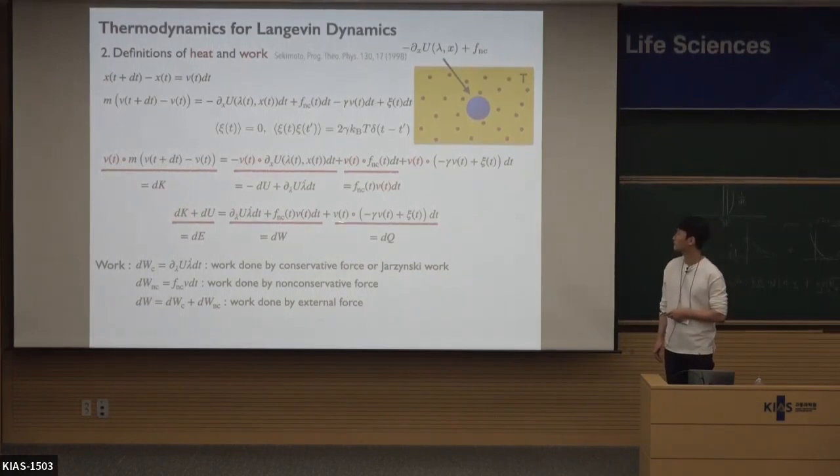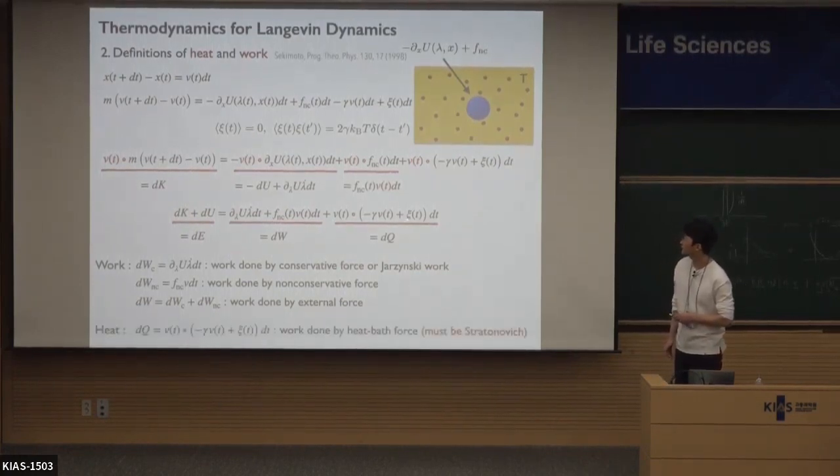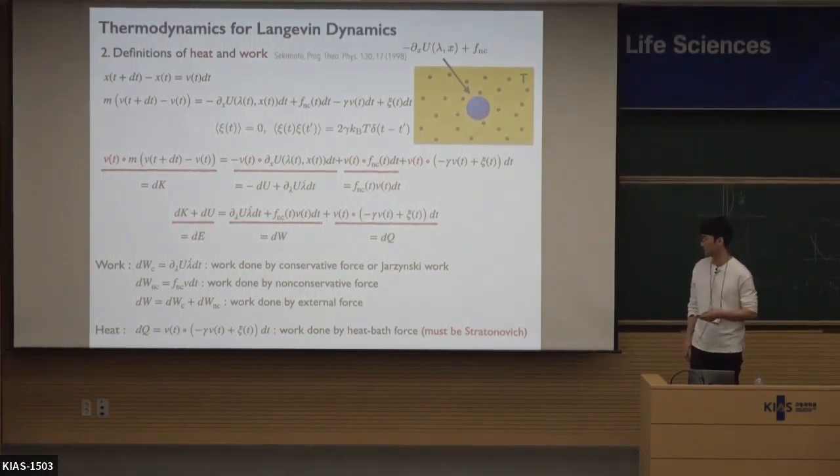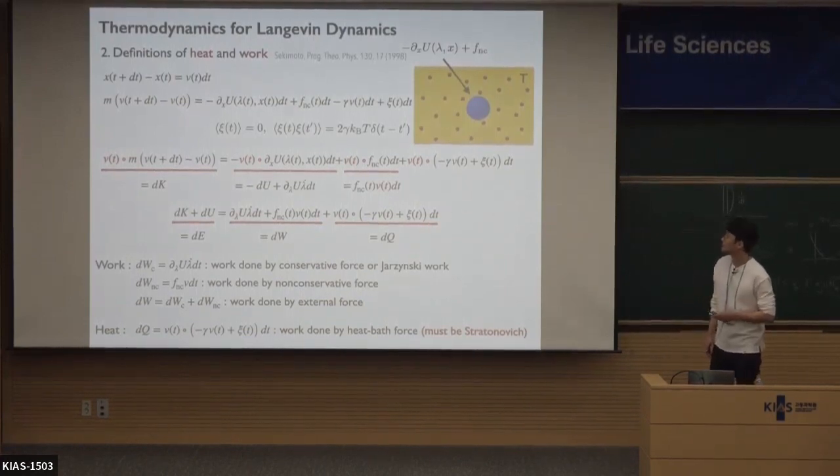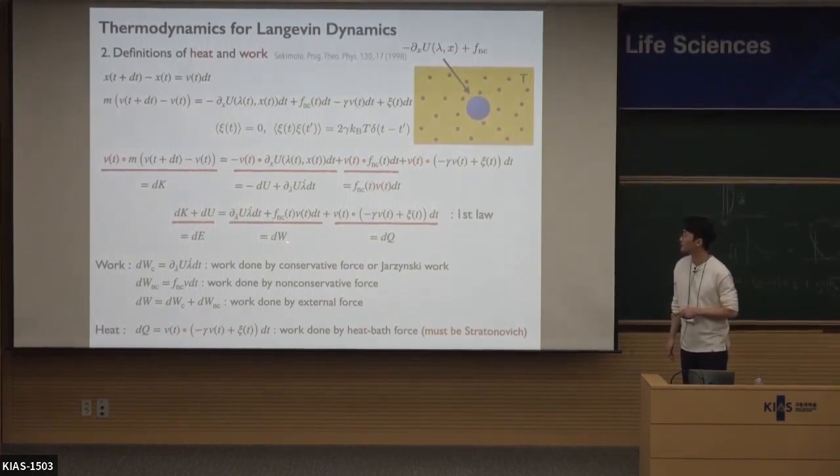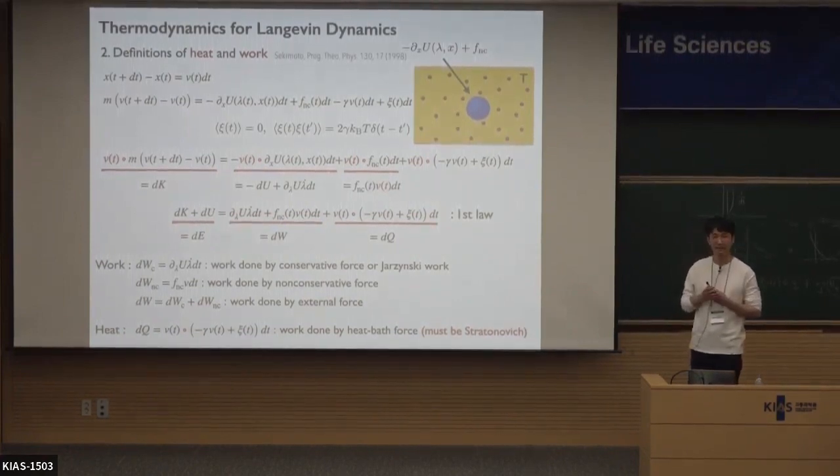And the final term is the heat bath force. The meaning of this term is work done by the heat bath force, so we can identify this term as heat. Heat is work done by the heat bath. This is a phenomenological force, of course. The important thing is that when we evaluate heat, we have to use the Stratonovich product. So this is delta E equal to W plus Q, the thermodynamic first law under the Langevin system. This is work and this is heat. The important thing is that we have to use Stratonovich.